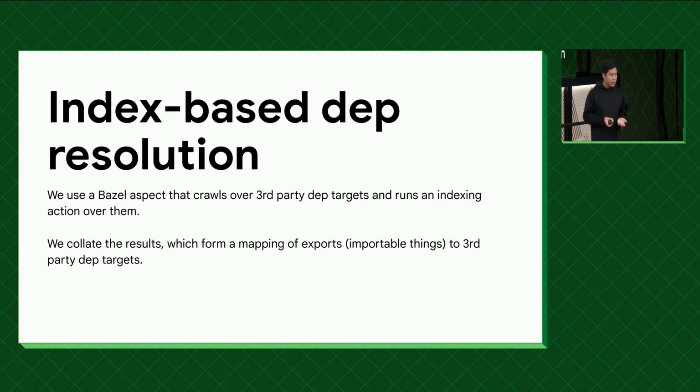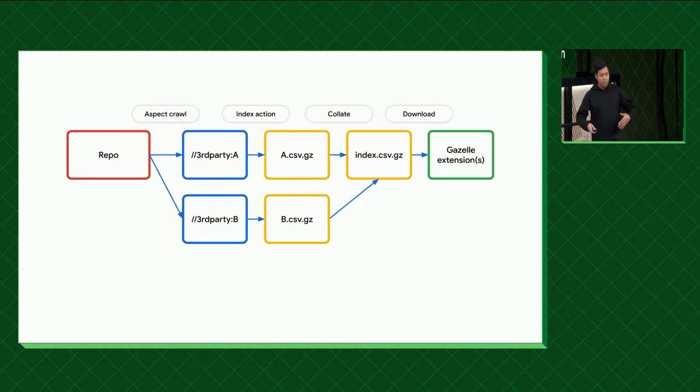We do this by way of implementing a Bazel aspect that crawls over our third-party dependency universes and runs an indexing action on it. You can imagine that indexing action to be a function that takes a class jar or source jar, breaks it open, analyzes the bytecode or parses the code, and extracts exports or importable names. Then the diagram will show a simplified version of this pipeline, but then we collate the results together and mash together a big index, a lookup table that we can then sideload into our Gazelle extension.